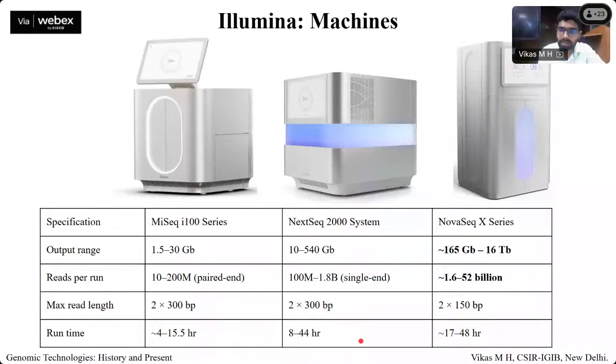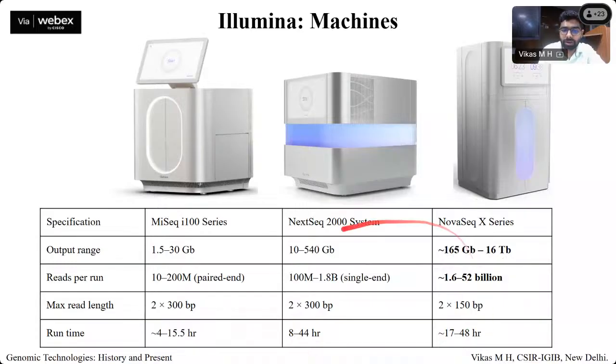And the NovaSeq X series is the latest and most advanced of all the machines that Illumina offers. It can generate up to 16 TB of data in a single run, and up to 52 billion reads. You can imagine the amount of DNA data that can be produced by these machines. It takes up to 2 days to generate this kind of data.